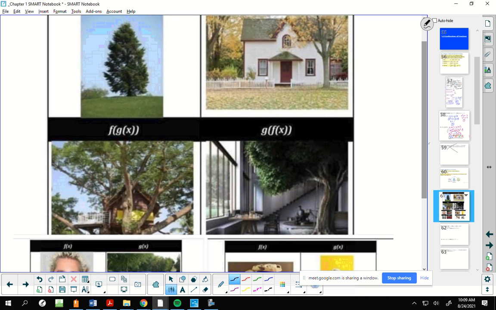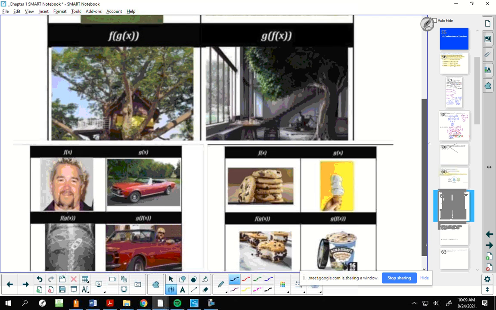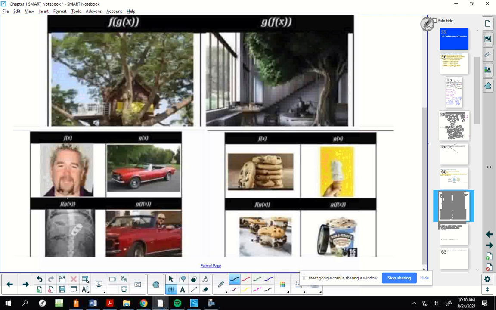So g of x goes into f. So the house goes into the tree. If you do g of f of x, that means you're taking f of x, which is the tree, and you're putting it into the house. So you're putting it into g. Okay, there's a couple other ones here. I like the cookie sandwich one. F of x and g of x. F of g of x, so g is going into f. So it becomes an ice cream sandwich. And then g of f of x, you're taking the cookies, you're taking the f of x, and you're putting it into g of x. So cookies into ice cream, and you get cookie dough.